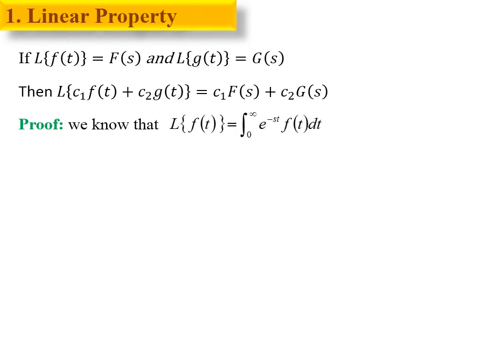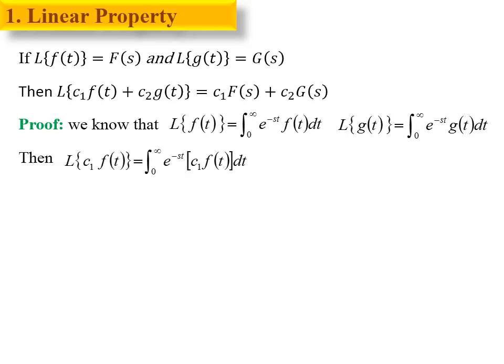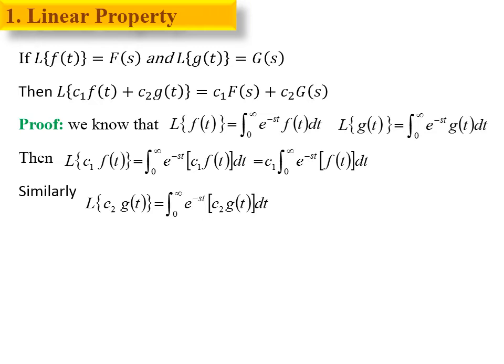Since we have Laplace of f(t), that is integration from 0 to infinity e to the power minus st f(t) dt, and the Laplace of g(t) is integration from 0 to infinity e to the power minus st g(t) dt. In that case, first we go for Laplace transform of c1 f(t). In the place of f(t), here we write c1 f(t). Since c1 is constant, c1 comes outside of the integral. So it is c1 times integral 0 to infinity e to the power minus st f(t) dt. And finally we write Laplace of c2 g(t) as integral 0 to infinity e to the power minus st c2 g(t). Again c2 comes outside of the integral, so this we get.